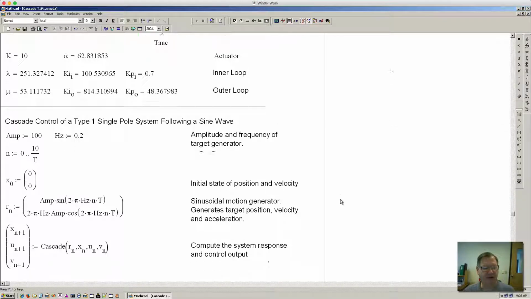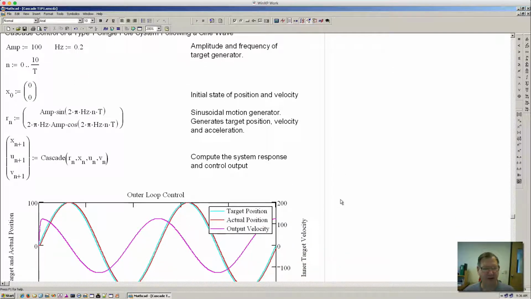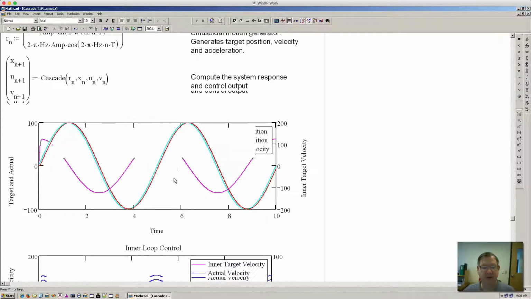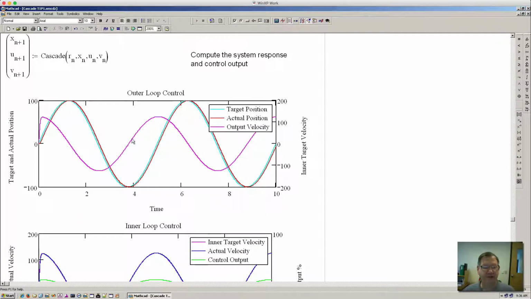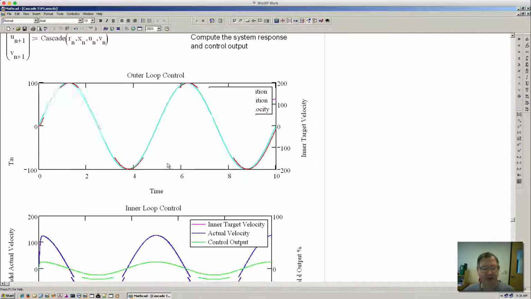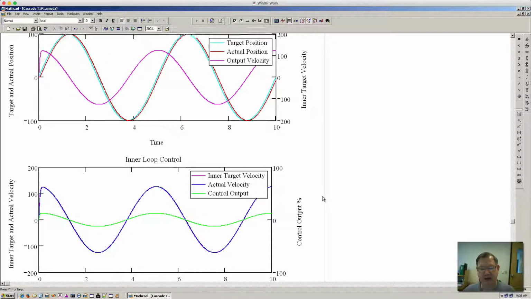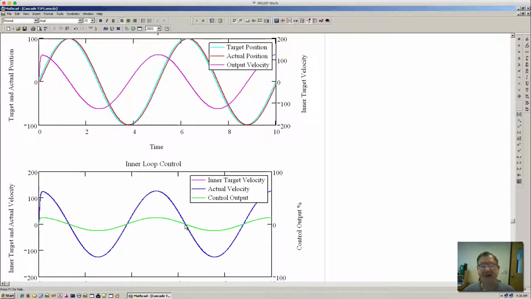So let's see how it does with a sine wave. Again, this is using the same parameters as above, and you can see the output of the outer loop, and this is the target position and the actual position. And you can see that the output is leading the errors in position here. And that is good because the inner loop velocity needs to lead the position by 90 degrees. That's just the way it works with sine waves.